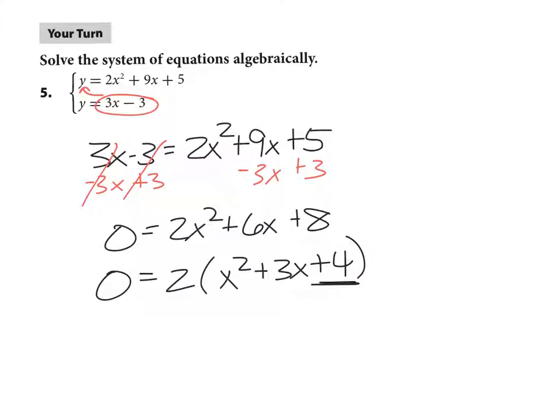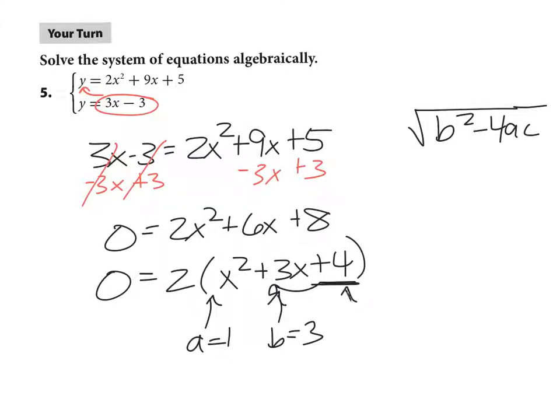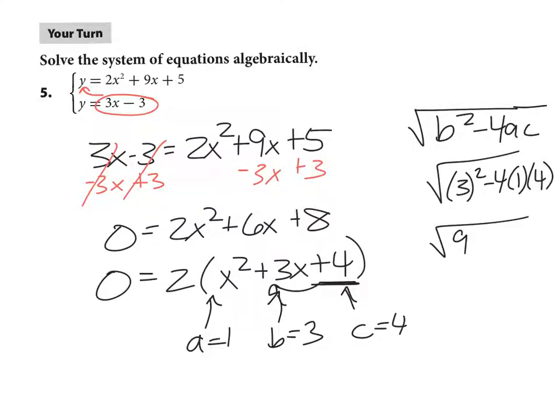Factors of 4 that add to give me 3? There are no factors of 4 that add to give me 3. So I'm going to review my discriminant. Remember, the discriminant is what was under the square root, the b squared minus 4ac. And that told us how many solutions there were. So in this case, a is 1, b is 3, and c is 4. So I get 3 squared minus 4 times 1 times 4. So if I do that, I get 9 minus 16, the square root of negative 7, okay?